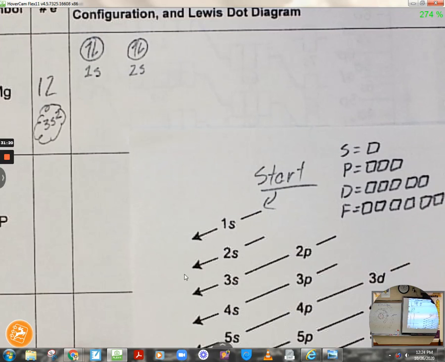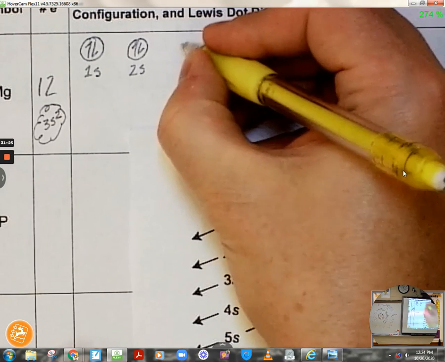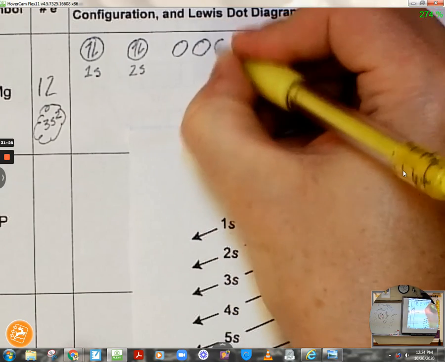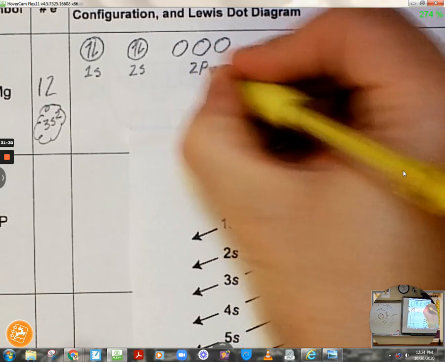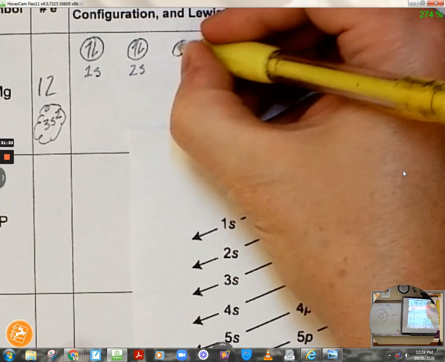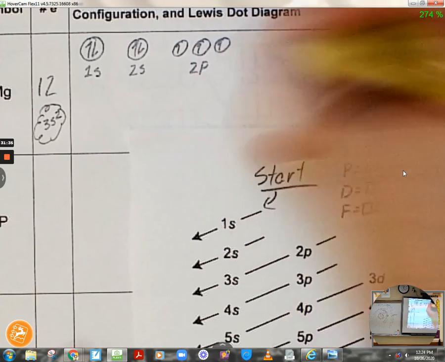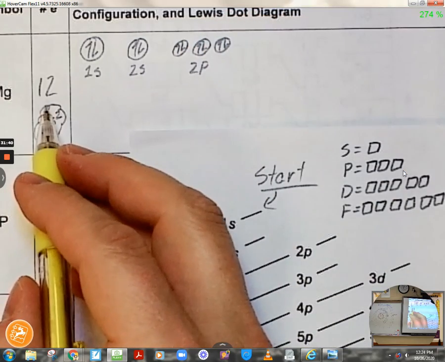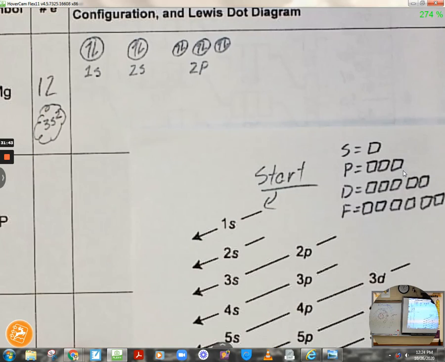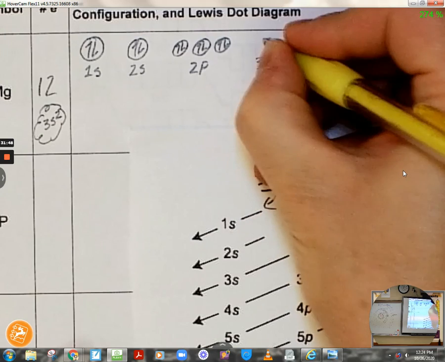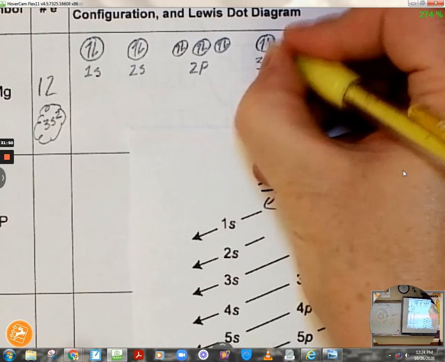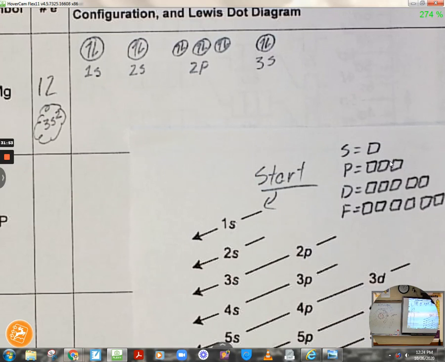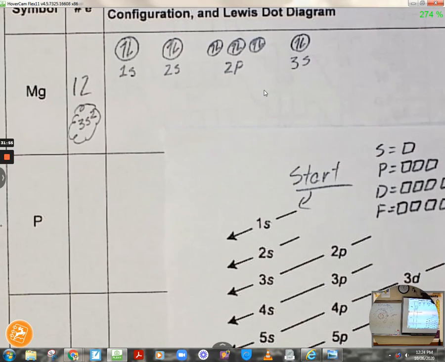Coming over to my arrows, what comes next? 2p. P's have got 3, so I'm going to draw a series of 3 circles. All together they are going to be 2p, so there's going to be electron 5, 6, 7, 8, 9, 10. Still have 2 more to go. So what comes after 2p? 3s. 11, 12. So there's my orbital diagram for magnesium.